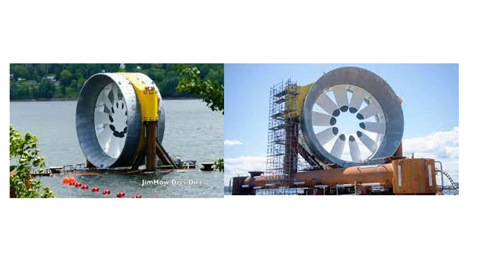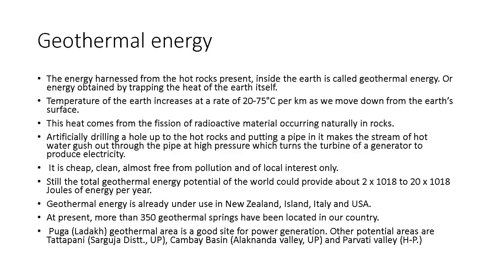Okay, so by this process you can observe the turbines are moving, and that is usually at the ocean. Okay, and the heat is entrapped and that is used to turn the turbines. Okay, another type of energy is geothermal energy, that is obtained by trapping the heat of earth itself.